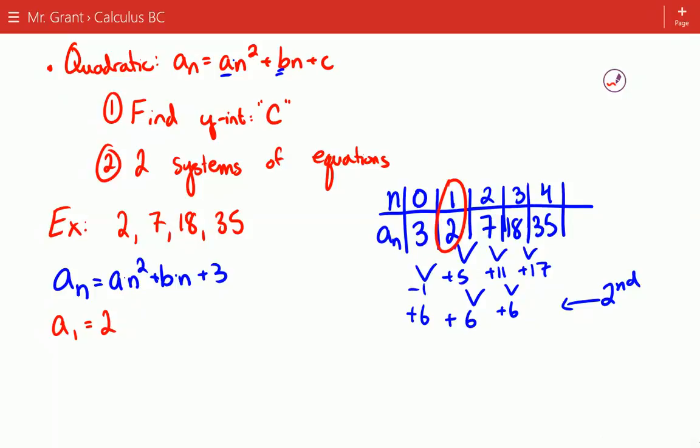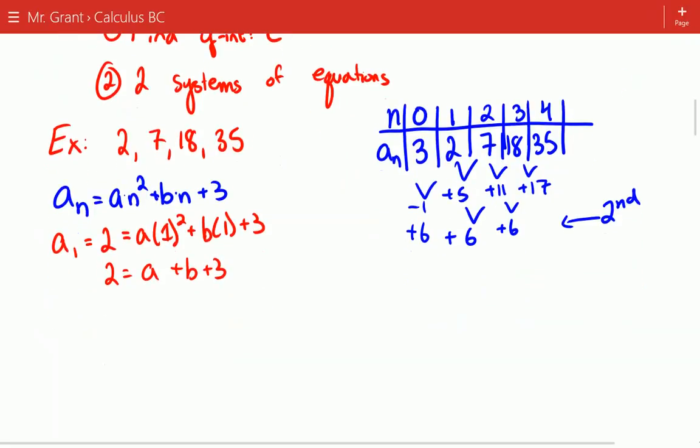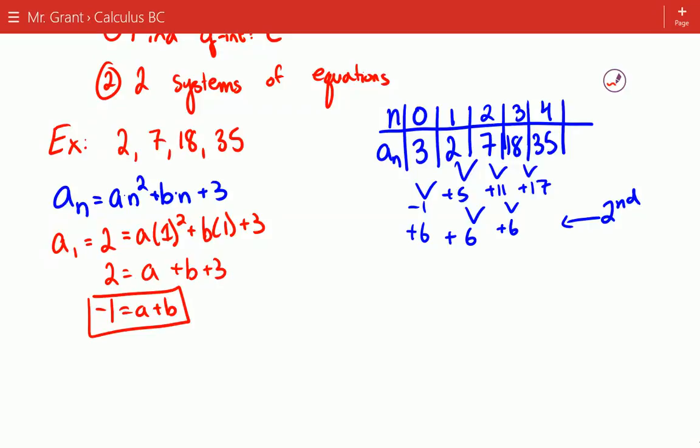All right, that tells us that in the table, when you plug 1 in, you should get 2 out. So 2 has to be equal to a times 1 squared, b times 1, plus 3. Or simplifying a bit, it tells us that 2 is equal to a plus b plus 3. Or even a bit more, subtracting 3, we know that -1 equals a plus b. Got that from a sub 1.